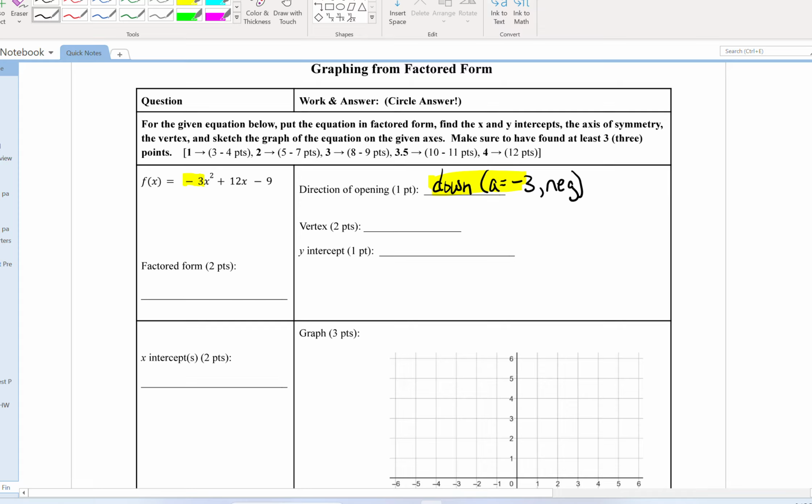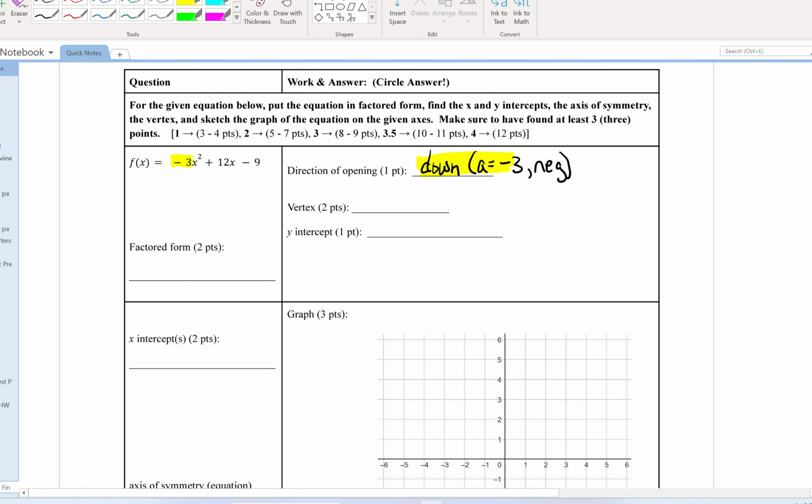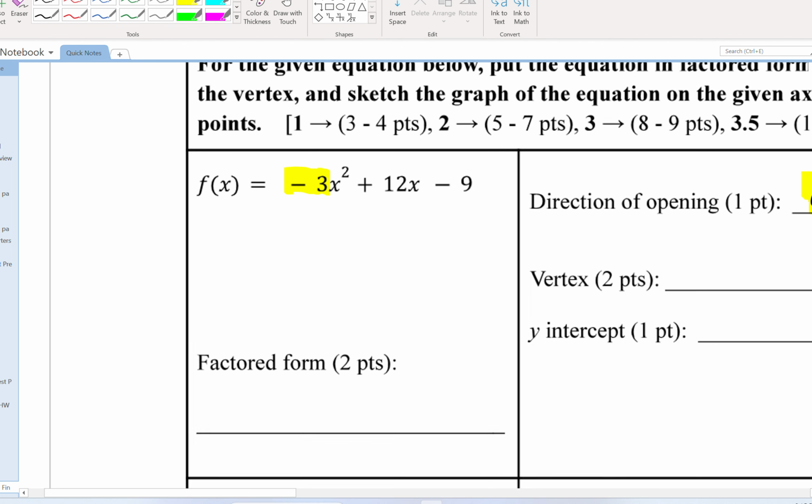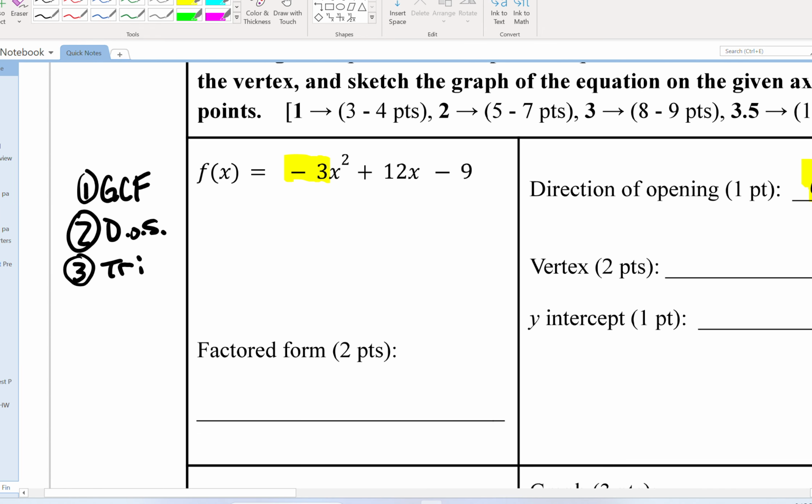All right, factored form. So on this, the first thing that I'd want to do is factor out. So remember, there's 3 factoring strategies. Greatest common factor. 2 is dos. That's 2 terms. Difference of squares. This is not 2 terms, so that doesn't apply here. And then 3, the trinomial. And so we are going to end up using both of these. This one and this one. We're going to factor out first the greatest common factor, and because our leading coefficient is negative, we're going to factor out a negative. So that's the first thing.